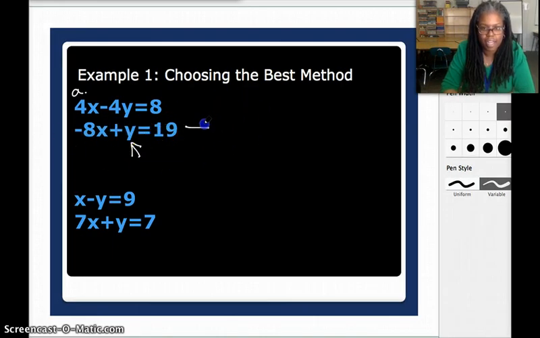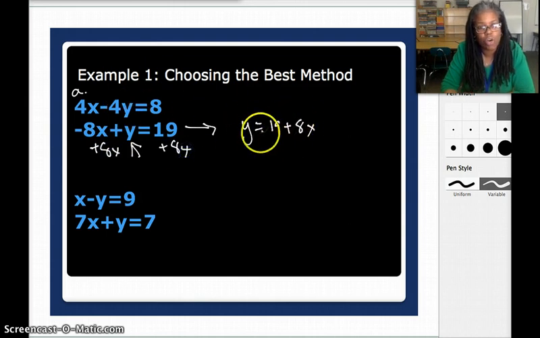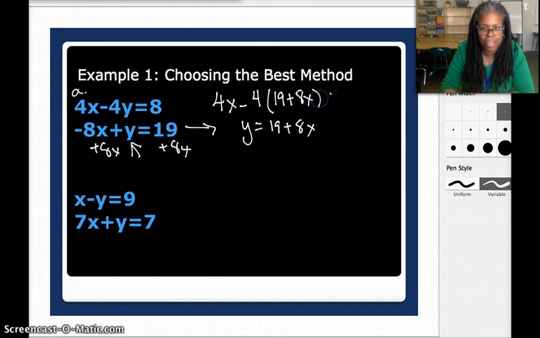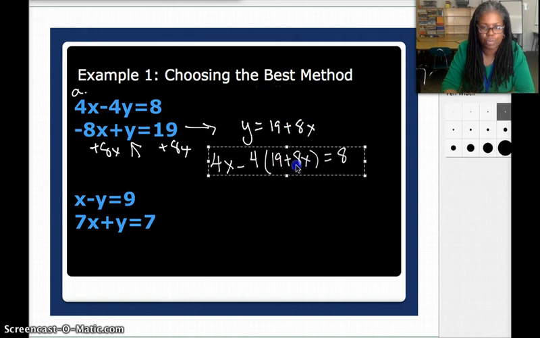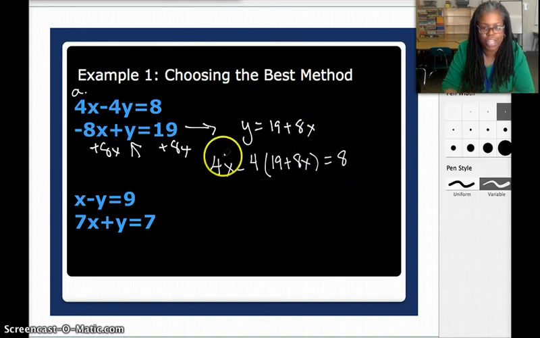When I do that, I end up with y is equal to 19 plus 8x. And you guys can see that from me adding 8x to both sides of this equation, right? So I've solved for y. Now what I'm going to do is place this solved version of y into this other equation. So 4x minus 4 times the quantity of, well, times y, but now we're going to use the quantity of 19 plus 8x, because that is the new method of talking about what y is equal to. And I'm going to grab this and move it over here so I can actually work on it. So there's our problem, and let's go ahead and work on solving it.